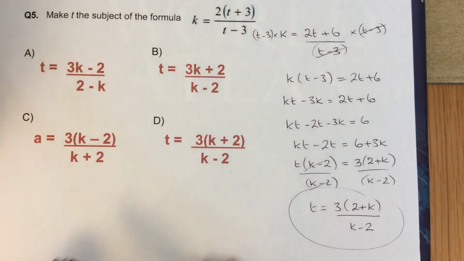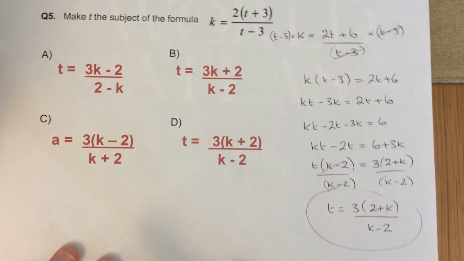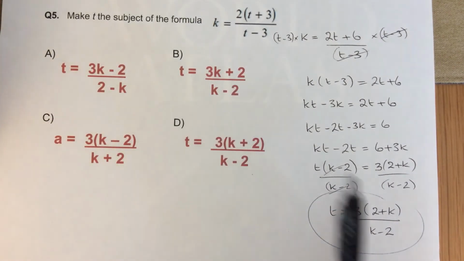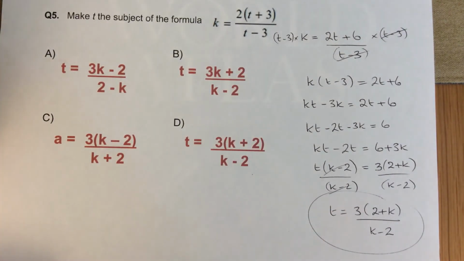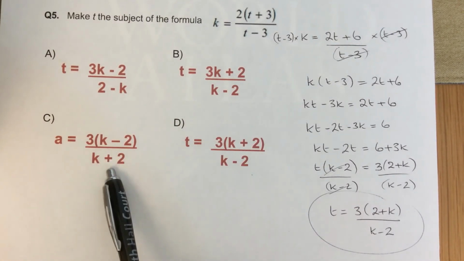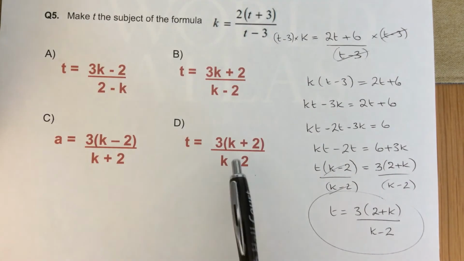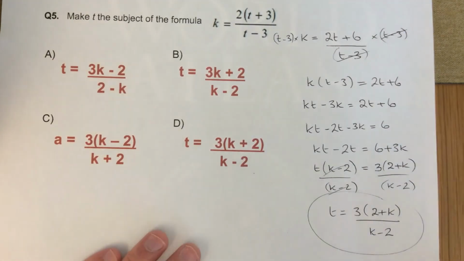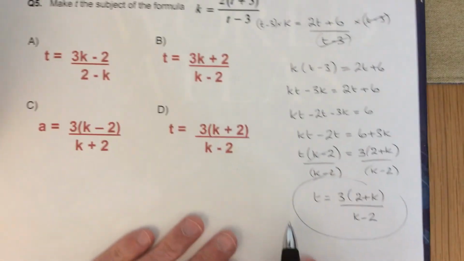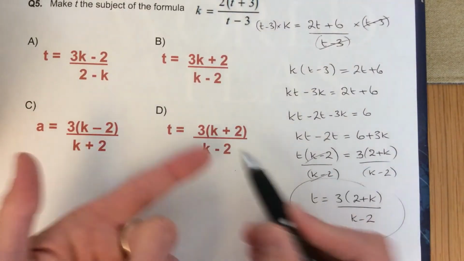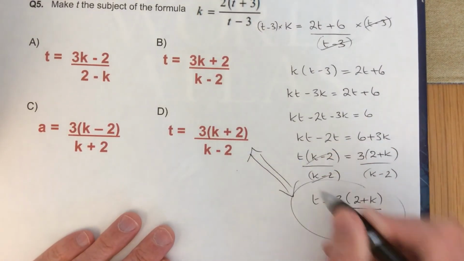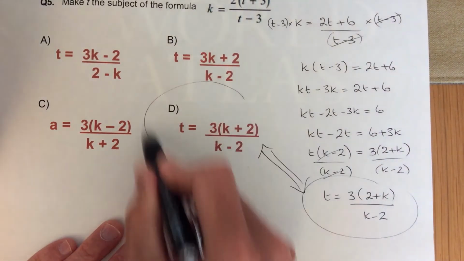Which of these would it be? No. Oh no, because the brackets are missing. Nope, that's got k plus 2 on the bottom. Ah, that one. You might think not because it's k plus 2, but well, think about it. We can write it the other way around, can't we? k plus 2 is 2 plus k, so it is the same. So it is, or it was D.